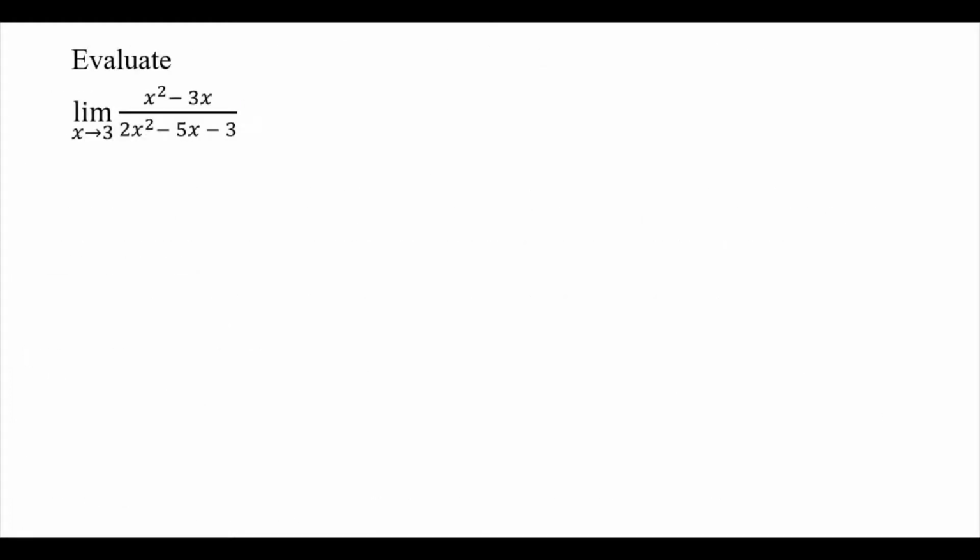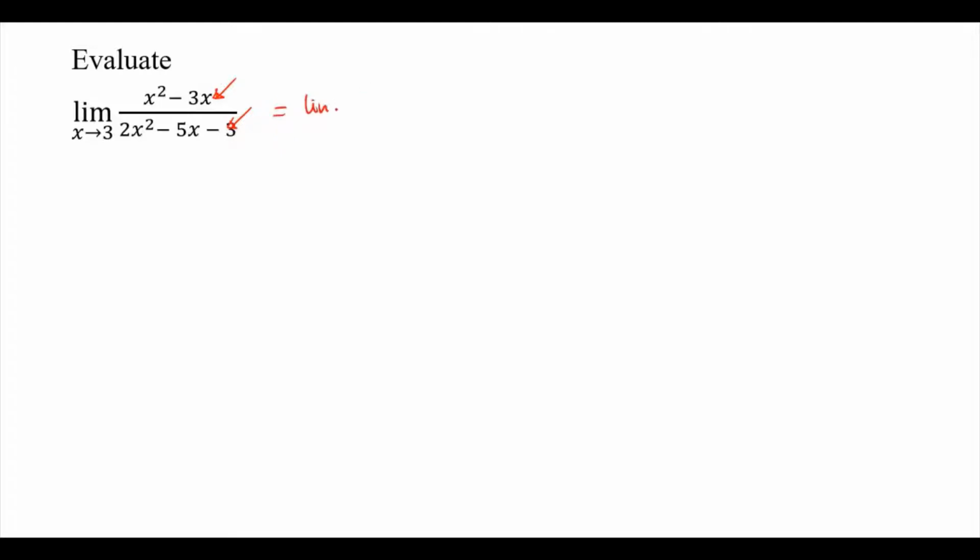So let's try. Let's evaluate this limit. We have the limit of x squared minus 3x over 2x squared minus 5x minus 3 when x approaches 3. First, let's see if it's going to give us the indeterminate form. If you apply the limit laws, you will see that if you plug 3 in right away, you're going to get 9 minus 9, which is 0, over 2 times 9, 18 minus 15 minus 3, which is equal to 0 as well. So this is definitely going to give us the indeterminate form. Since we have a polynomial here, and a polynomial here, the first step that comes to mind is to factor the numerator and denominator and try to remove common factors. Let's see if we can do that.